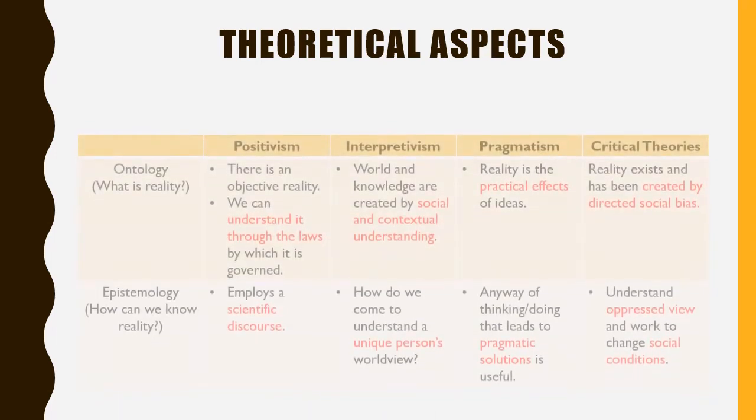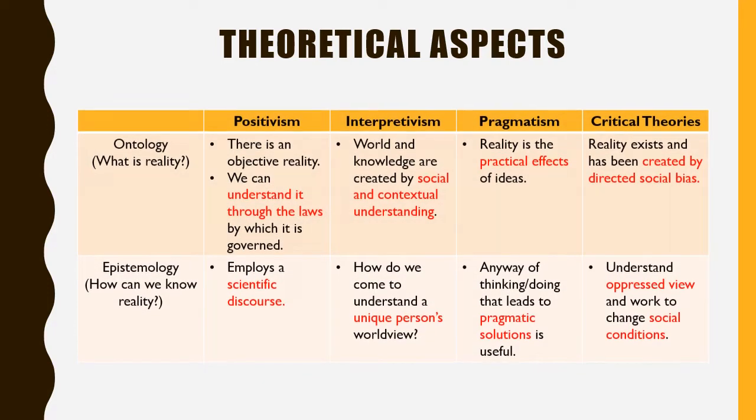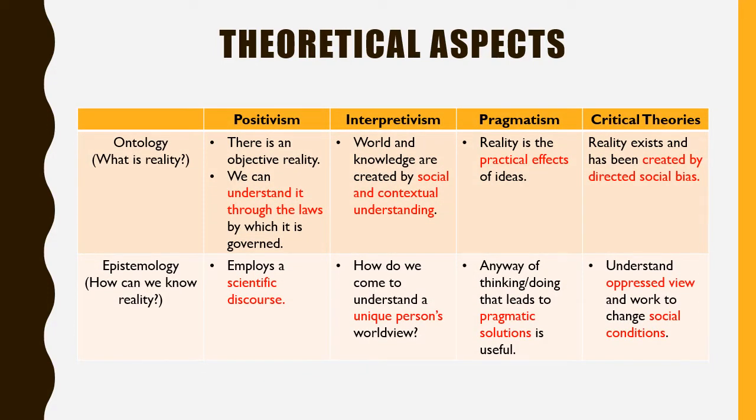Firstly, on the ontology aspect of positivism, there is an objective reality that we can understand through the laws by which it is governed. For the epistemology aspect of positivism, it employs a scientific discourse. For the ontology aspect of interpretivism, the world and knowledge are created by social and contextual understanding. Meanwhile, in the epistemology aspect of interpretivism, how do we come to understand a unique person's worldview?